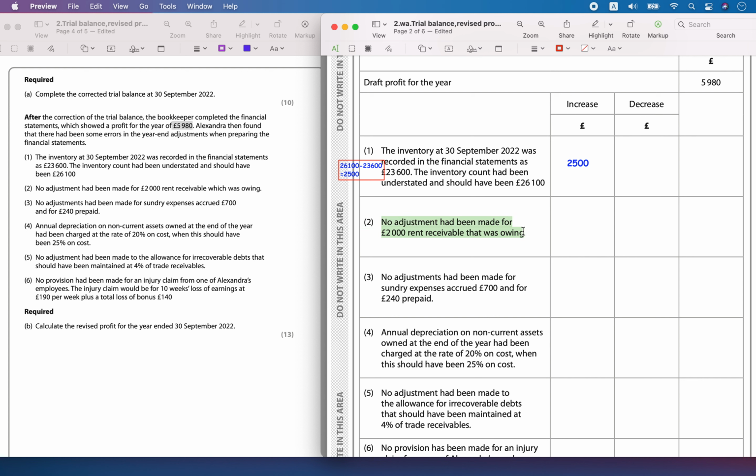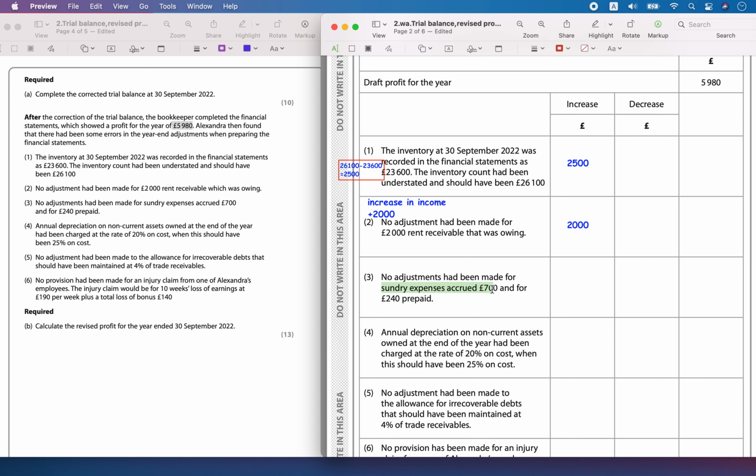Then no adjustments had been made for the 2,000 rent receivable that was owing. So rent receivable is a part of income, an increase in income. So an increase in income by 2,000 is going to increase your profit by 2,000.